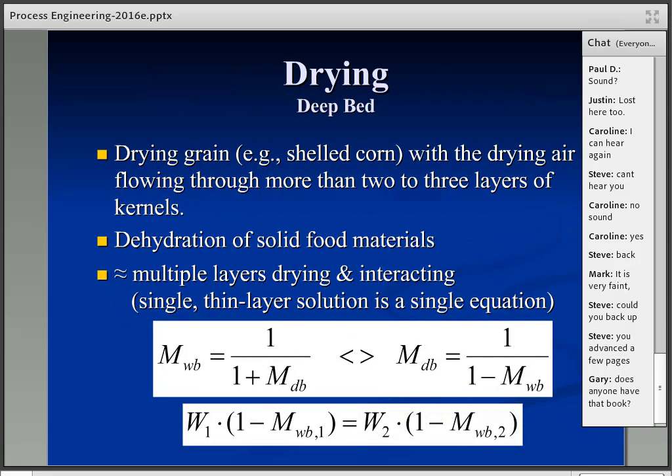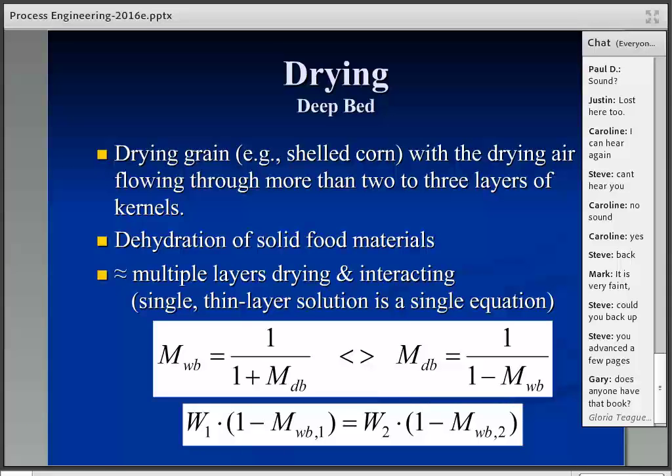Before doing an example, here's a few more things about drying. If you've got more than just 2 or 3 layers of food material or grain kernels, you're going to get what we call a deep bed process. Not all the material in there is going to behave the same. If it gets more than 2 or 3 layers deep, it becomes a deep bed. There's variation along that thickness, and so it's a more complicated problem. We'll look at both cases, but that's the more complicated and the more common problem a lot of times for calculations. More likely to get problems on that.